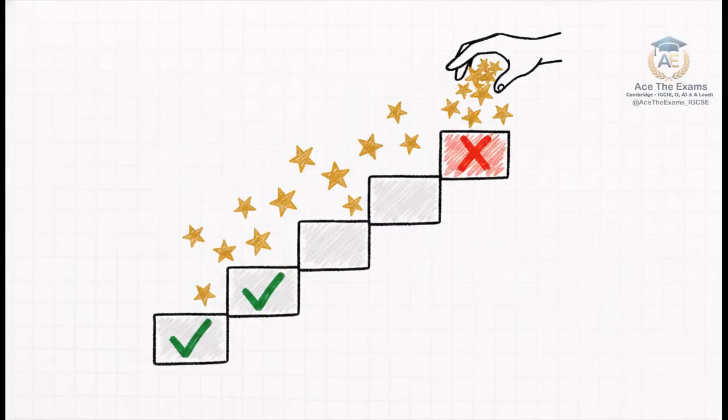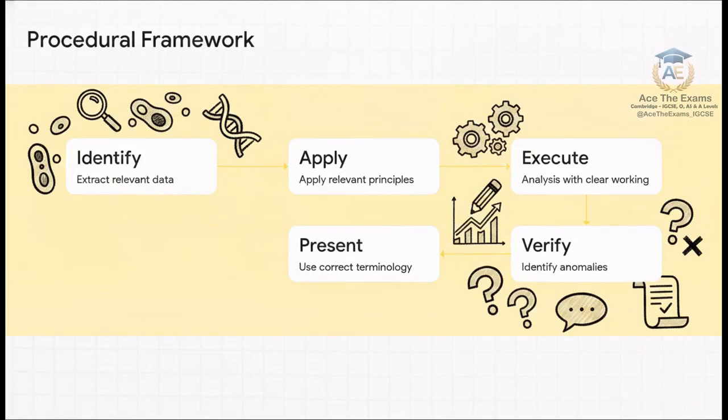Section 3. The method mark strategy. All right, let's dive right into this. This sequence right here is how you guarantee marks, even if your final conclusion somehow goes off the rails. Systematic processing in 9.1 follows a very standardized sequence. Step 1. Deconstruct the question and identify your key elements from the stimulus materials. Step 2. Apply the relevant biological principles. Step 3. Execute your analysis with clear, highly documented working. Step 4. Verify your results and spot any weird anomalies. And finally, Step 5. Present the whole thing in the correct format using precise terminology.